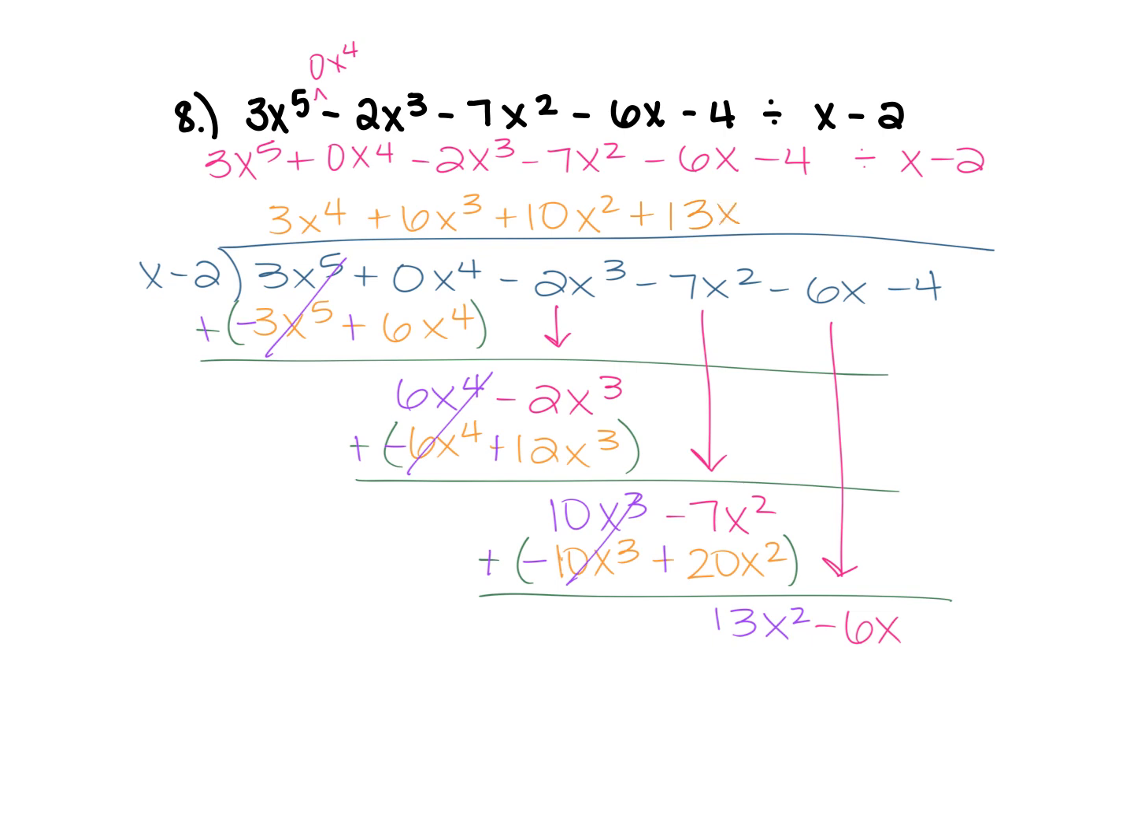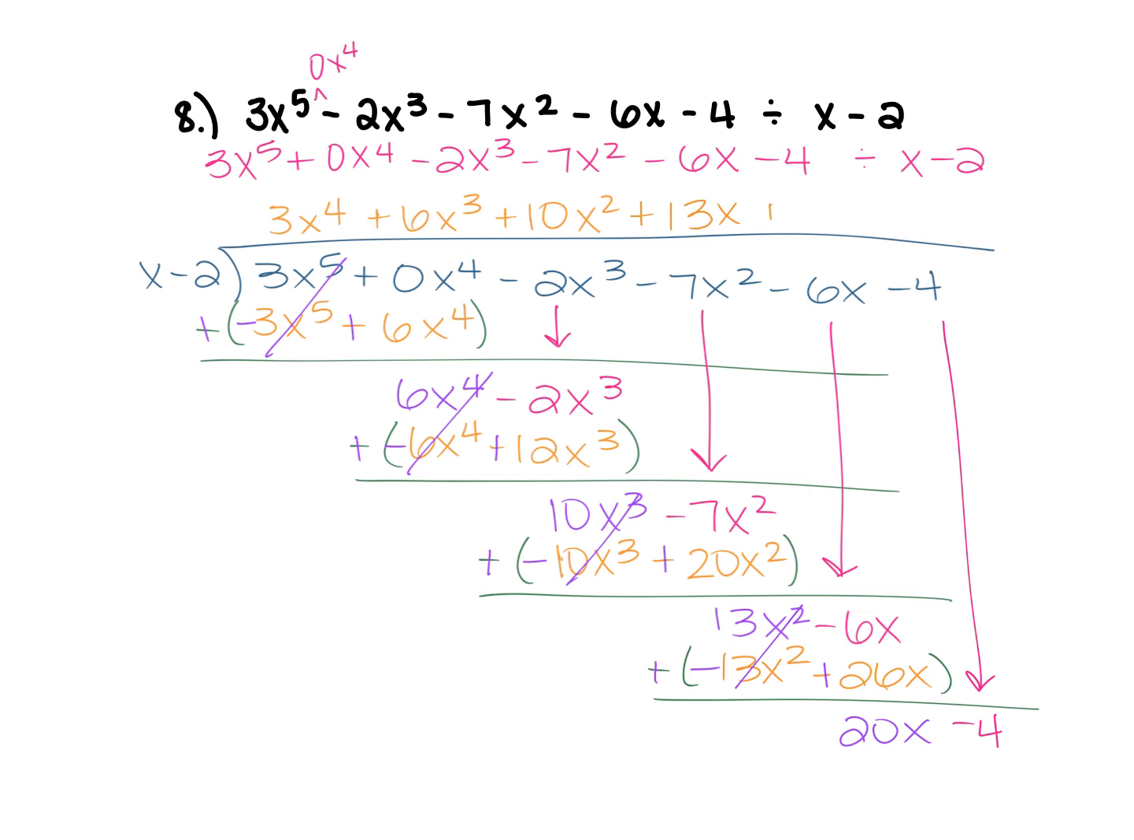Oh, sorry, we have x squared, so 13x. We multiply that. That gives us 13x squared minus 26x. So we subtract, distribute your negative, change your sign, combine like terms. That's going to give us 20x. We drop down that negative 4, so 20x minus 4.